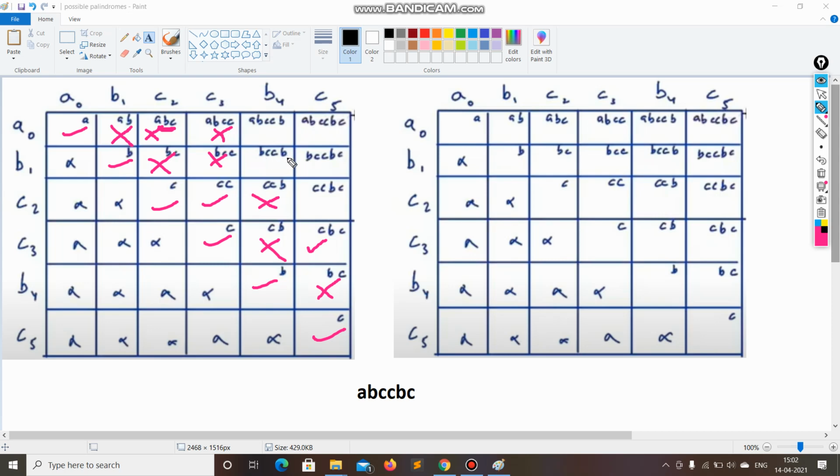Is BCCB a palindrome? Check once. First check the extremes. B equal to B, yes. Is CC a palindrome? Check the cross one. Yes, CC is a palindrome. So it is a palindrome.